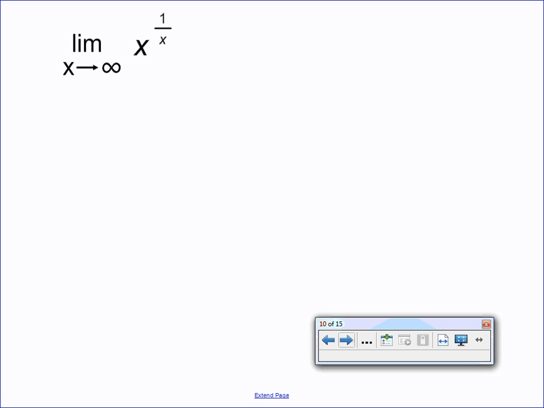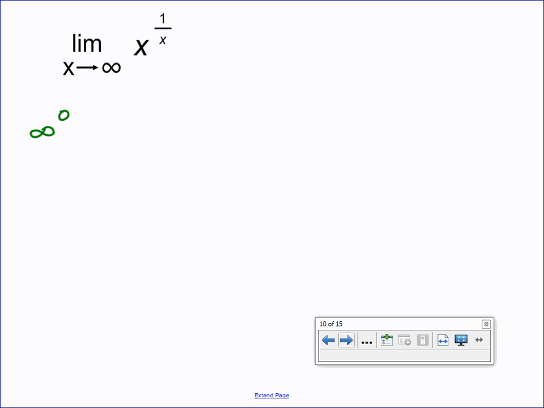So here we go. Initial substitution. I consider the value of the overall expression. It looks like my base is approaching infinity, raised to 1 over a quantity approaching infinity. My exponent is approaching 0. Is infinity to the 0 an indeterminate form?